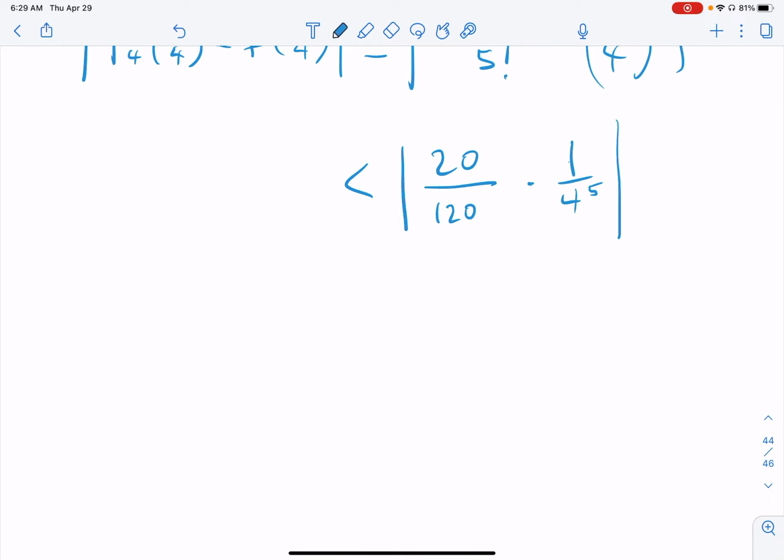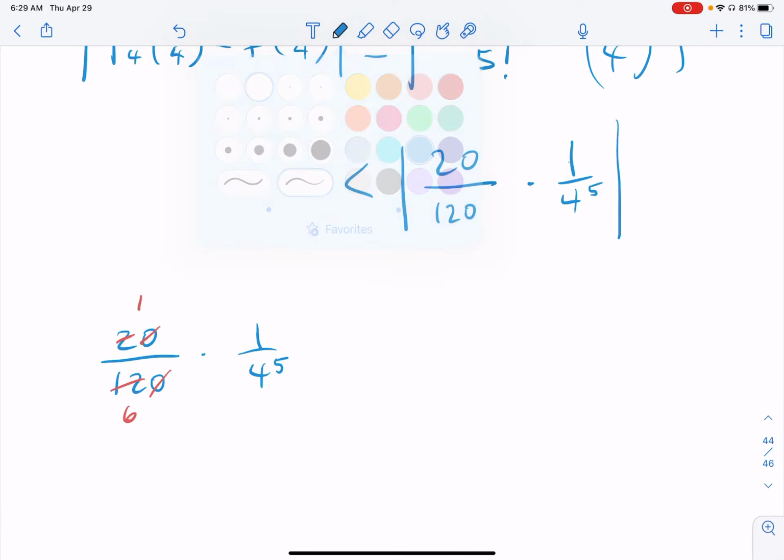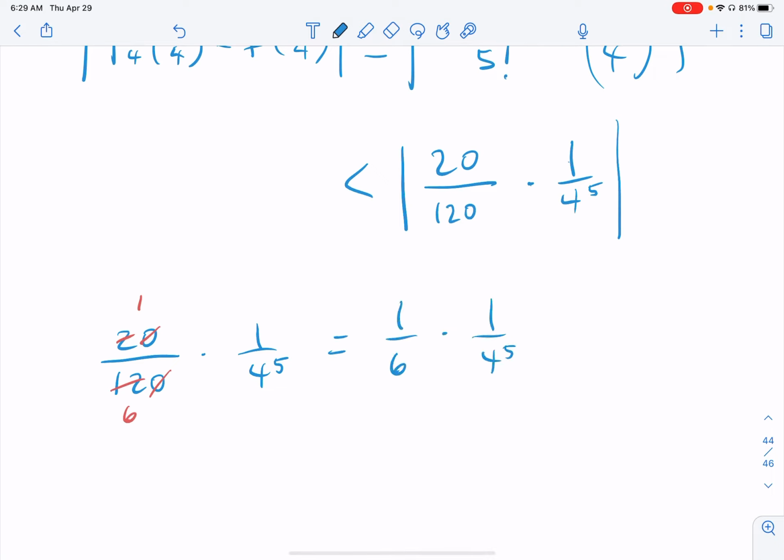So absolute value is contributing nothing at all to this problem at this point, so let's get rid of it. 20 over 120 times 1 over 4 to the 5th. And then let's do some cancellation. Like we can cancel out these 20s right here, right? No, I'm just playing. But we can cancel out the zeros. And let's see, 2 goes into 12 six times, so 1 over 6. All right, so what we got so far then is 1 over 6 times 1 over 4 to the 5th.